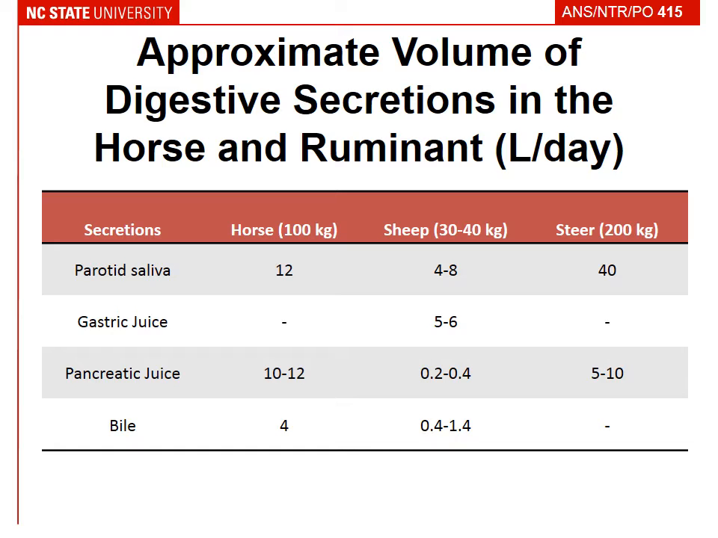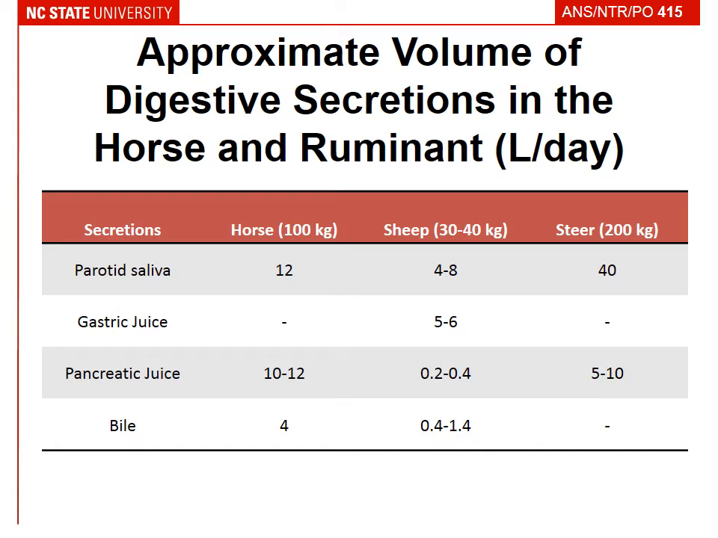And this makes sense, especially given the size of the steer and the size of the rumen. That animal needs a lot more of the bicarbonate that's secreted. And remember that the parotid gland is secreting the serous saliva, which is mainly electrolytes and water, which is buffering the rumens of the sheep and the steer.